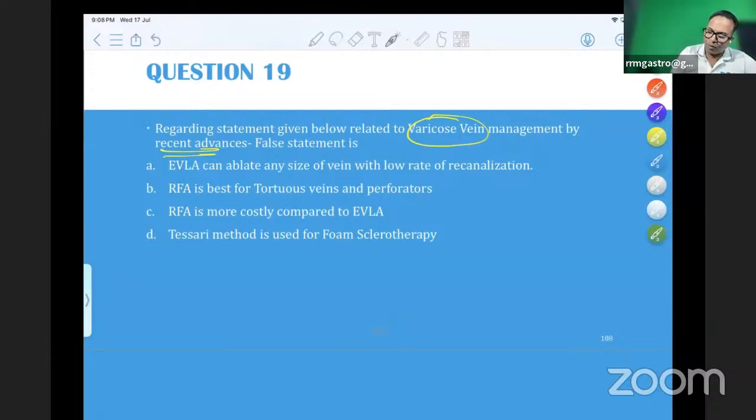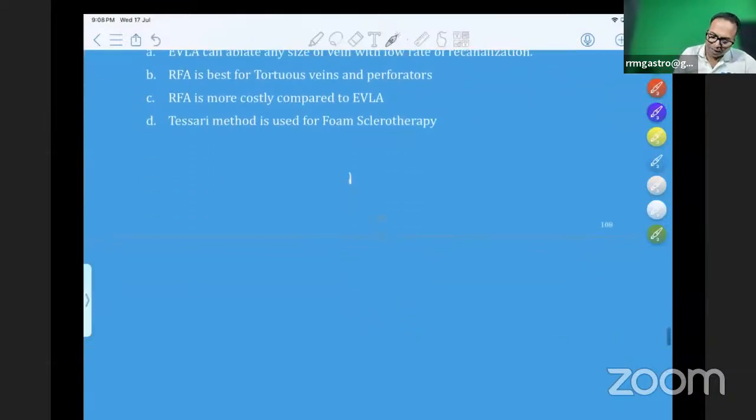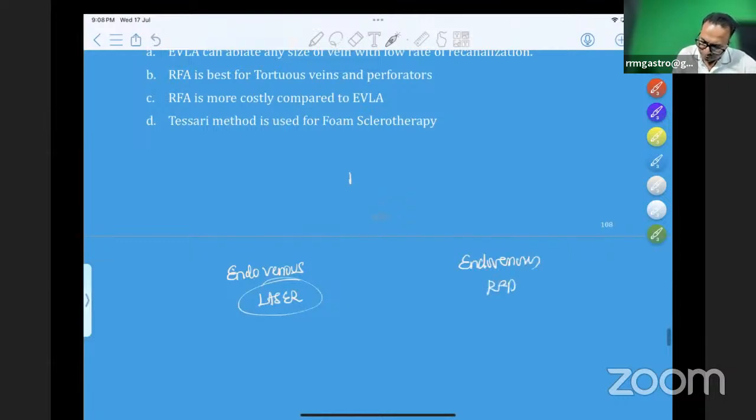So varicose veins are nowadays managed by radiological methods using either endovenous laser or endovenous RFA, which is costly.